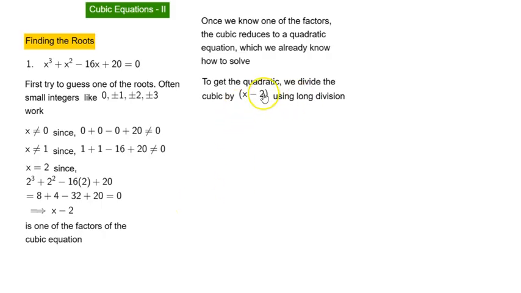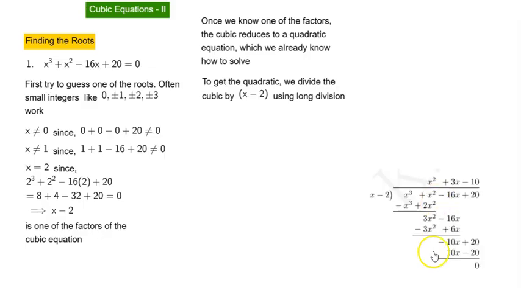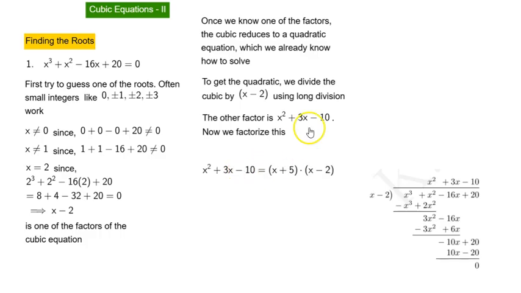So to get that quadratic, we take x cube plus x square minus 16x plus 20 and divide it by x minus 2. So here we have done that division. And by carrying out the long division, we arrive at x square plus 3x minus 10 as the other factor. That is x square plus 3x minus 10. Now we need to factorize this again. Again, we know how to do factorization of a quadratic. So x square plus 3x minus 10 is equal to x plus 5 times x minus 2.